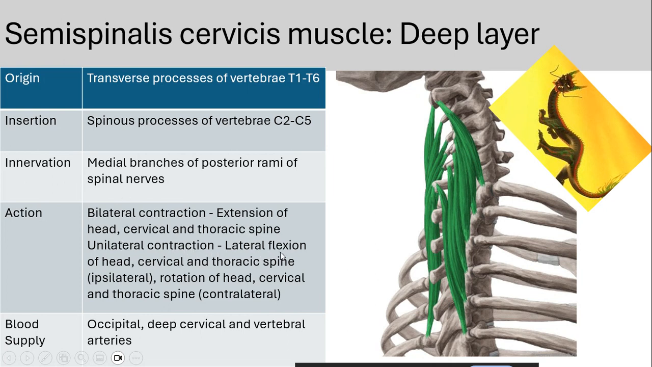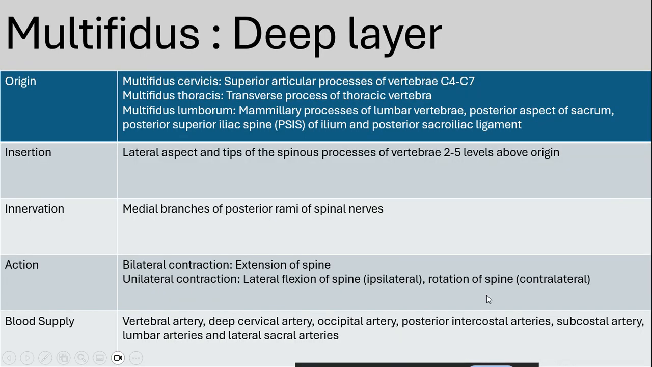Unilateral contraction, lateral flexion of the head, cervical and thoracic spine. Ipsilateral rotation of the head. It rotates the head, cervical and thoracic spine. Contralateral. Blood supply: occipital, deep cervical and vertebral artery. So it's not only the occipital artery, it is also the deep cervical artery. It's coming from the cervix, and also the vertebral artery. So they also have vertebral arteries.